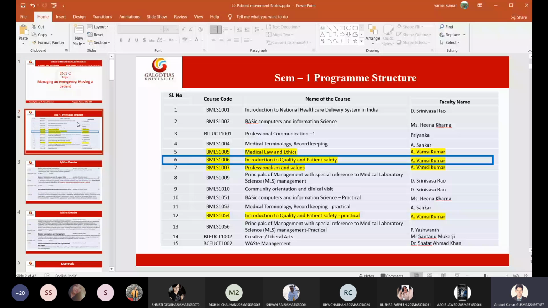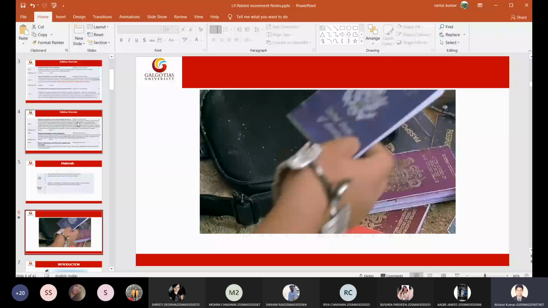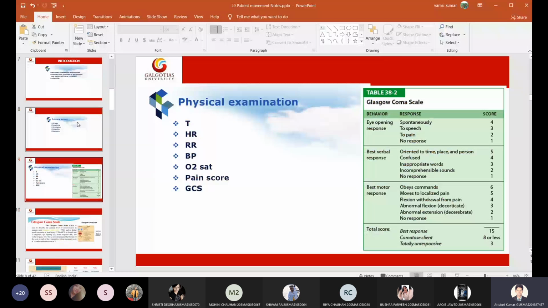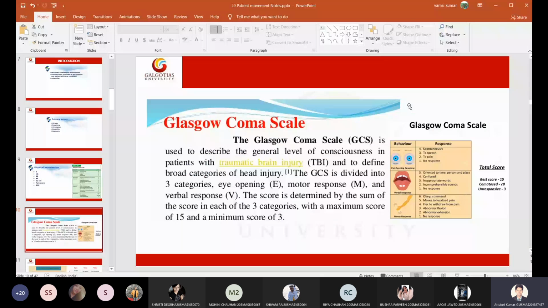In today's lecture, we discussed emergency movement. Here I introduced a new concept called the Glasgow Coma Scale. The Glasgow Coma Scale is used for assessing the level of consciousness of the patient. This can be assessed by three parameters: whether he's opening his eyes or not, whether he's moving or not, and whether he's speaking or not. With these three parameters, we see the consciousness state of the patient.